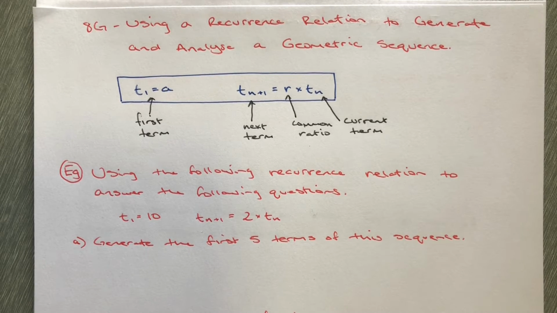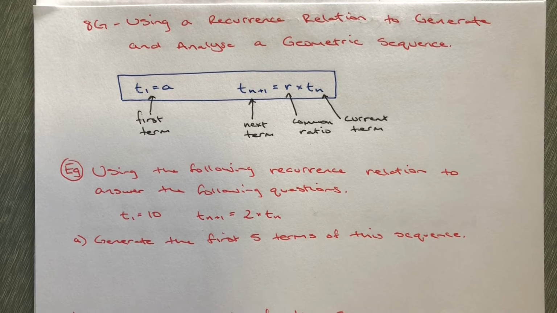Hey, year 11. So we've moved on from arithmetic sequences to geometric sequences, and now we know that geometric sequences have a common ratio rather than a common difference. So they're multiplied by the same number each time rather than added or subtracted by the same number. And we've also looked at recurrence relations before as well. So a lot of the stuff in this section shouldn't be too new to us.